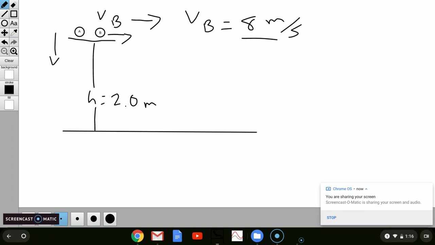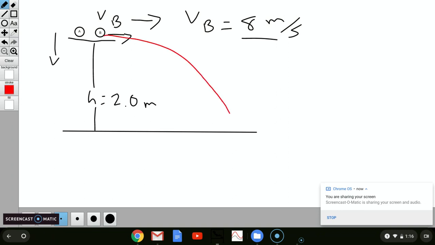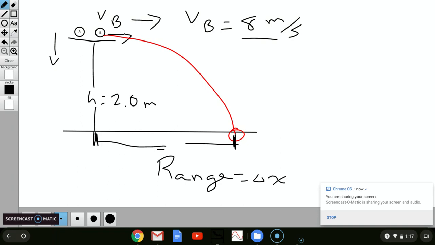So we know object B will take some sort of path, and let's draw this in a different color. We'll use red. Object B will take some path like this, land about here. I want to know how far it is from here, where it was dropped from, to here when it lands. This is known as the range. We will denote this in any equations with the notation delta x. So what I'm really asking for here is what is the range of object B?